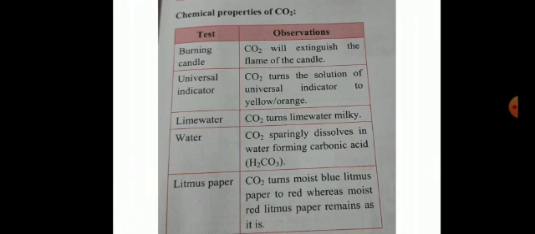On pouring some amount of water into a jar containing CO2, carbonic acid H2CO3 is formed due to solubility in water. The CO2 sparingly dissolves in water, forming carbonic acid H2CO3. On dropping a moist blue and red litmus paper into a jar containing CO2, the blue litmus paper turns red while the red litmus paper remains as it is. This shows that CO2 is acidic in nature.